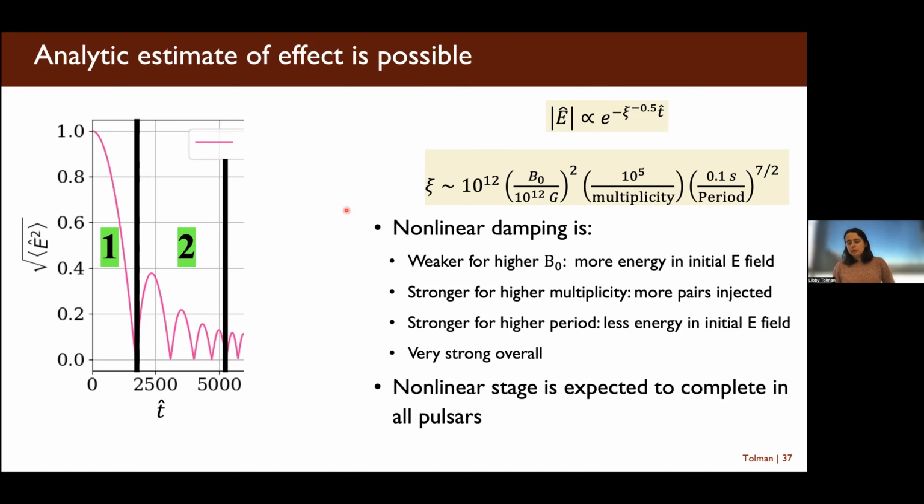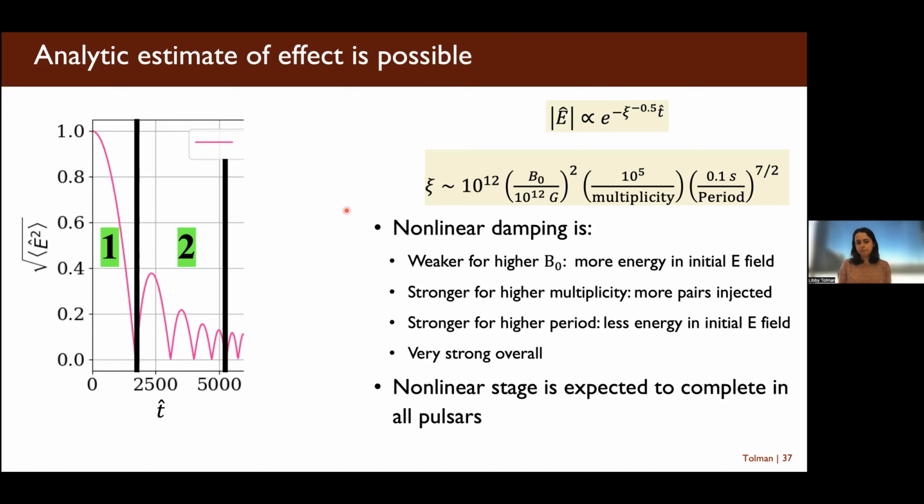You can see that the damping is stronger for higher multiplicity. This is because more pairs are injected in the higher multiplicity plasma. You can see that it's stronger for higher period. This is because a higher period pulsar has less energy in the initial electric field. But the overall message here is that the damping is very strong overall. So in this stage, the electric field amplitude, which is meant to represent the amplitude of the electromagnetic waves that would actually exist in a real polar cap, is getting very strongly damped.